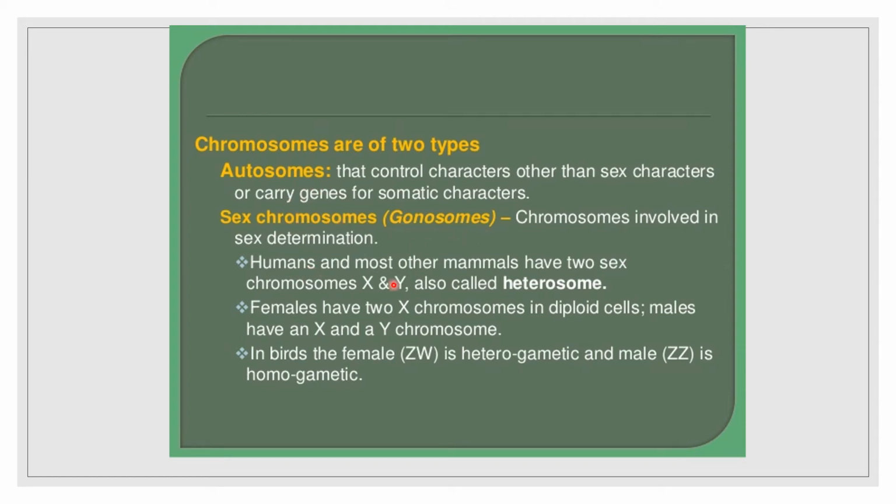If you see in humans or most other mammals, there are two types of sex chromosomes. One is X, the other is Y chromosome. Since there are two different chromosomes, X and Y, present in humans or mammals, they are called heterosomes. In human females, there are two X chromosomes, so they are identical. But in males, there is one X and one Y chromosome. When I talk about birds, the female has ZW, two different chromosomes, so they are heterogametic. And in the bird's male, it is ZZ, which is homogametic. This is just a correlation with X and Y. What is the difference between X and Y?